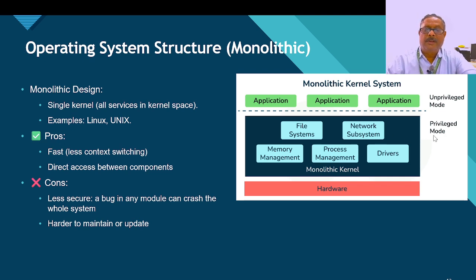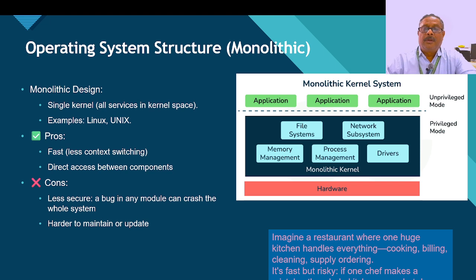We have a privileged mode here compared to the previous one, but we have problems like any bug anywhere is going to disturb the whole system, and it is harder to maintain or update. These are the two problems mainly we can see in this. So to overcome these two problems, we need to go into another one.